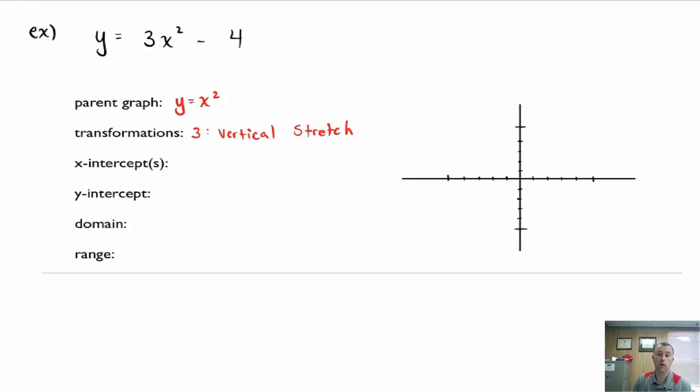Again, that number is bigger than 1, so that makes it a vertical stretch. And your minus 4, that means you're going to go down 4. So not much going on here, really.